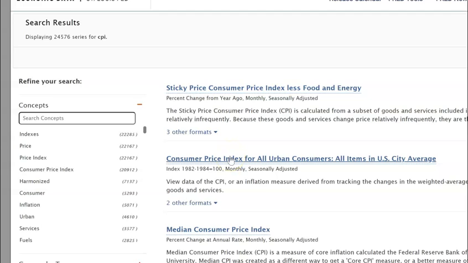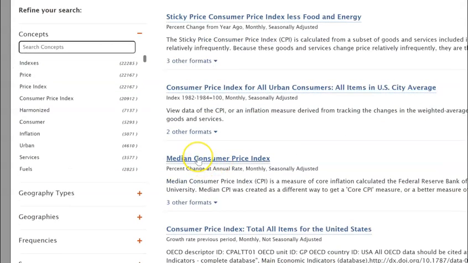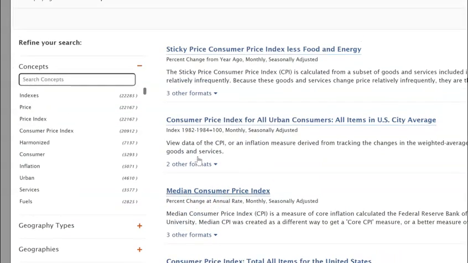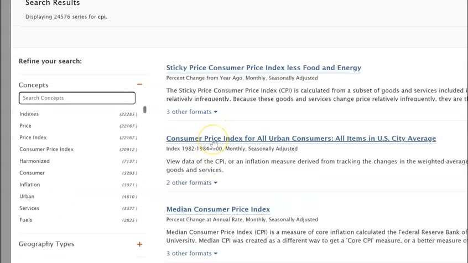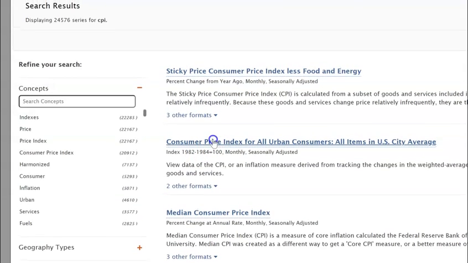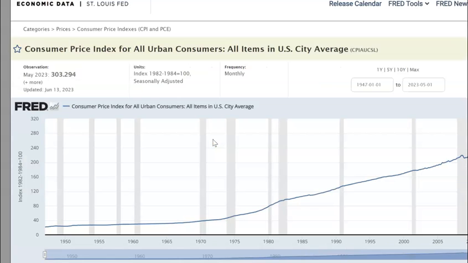We click on that. Or we can also click on Median Consumer Price Index. But basically, this is the one we use. Now, you might ask, why is it that it's only urban consumers? Well, that's how inflation is measured in the US.